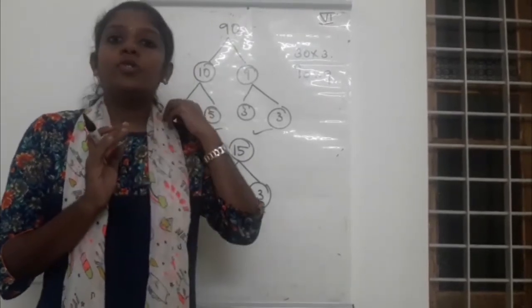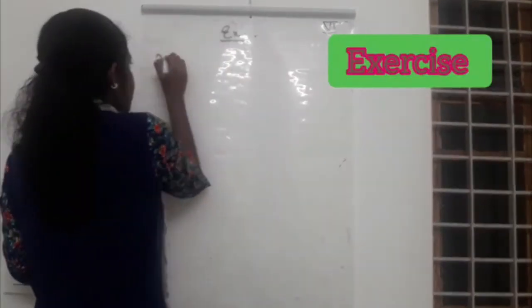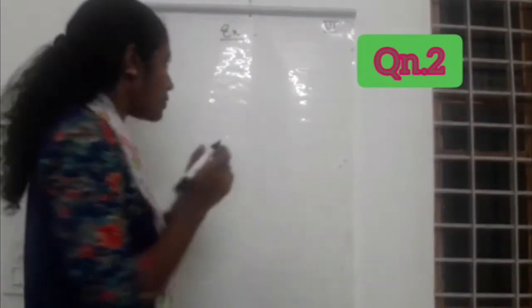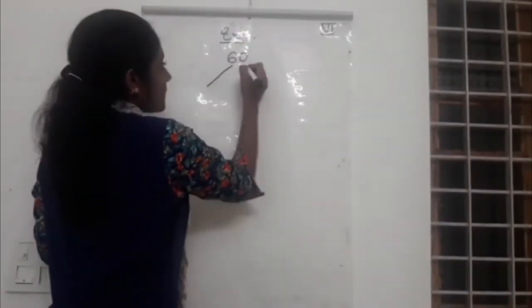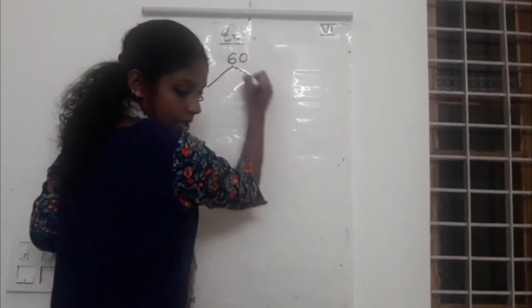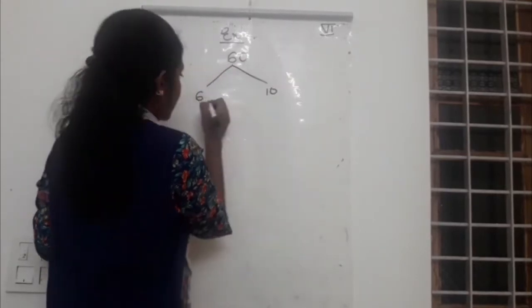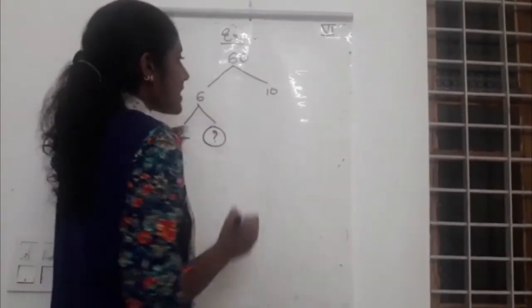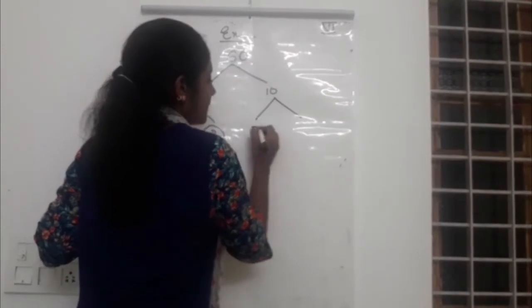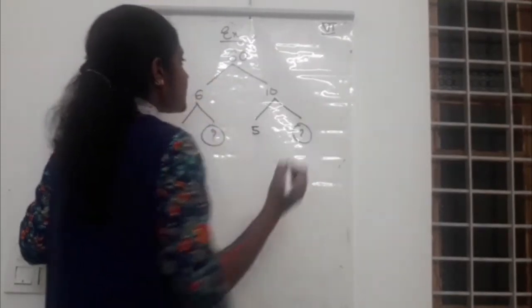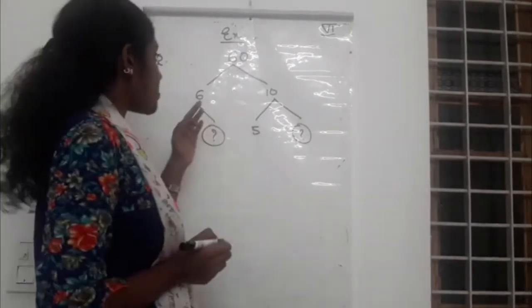And now we will move to question number 2. It is about completing a prime factorization tree. In that question, for 60, it is given 6 into 10. Then 2 and a number is missing here. You have to fill this. 10 you have to again write as 5 and a number you have to fill. So how will you complete this question?